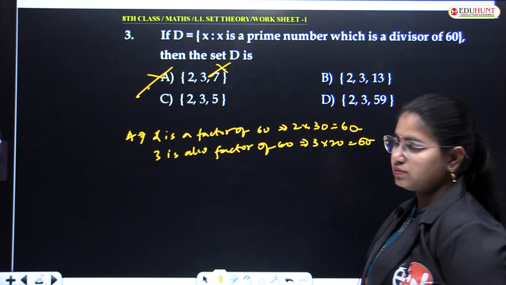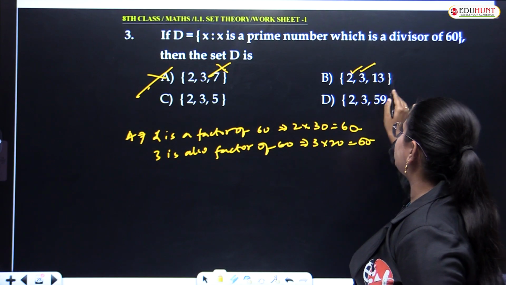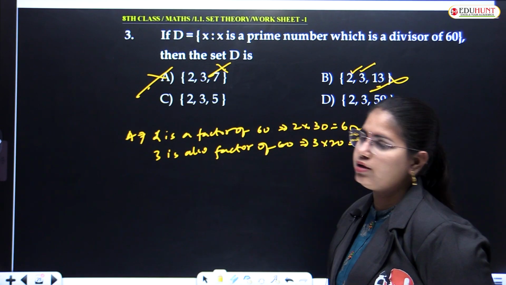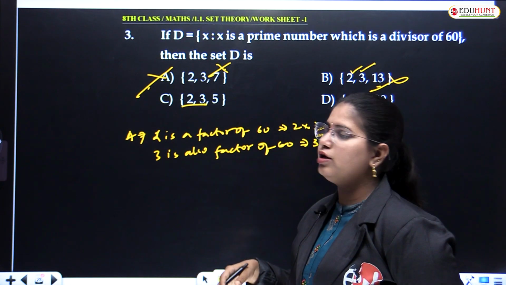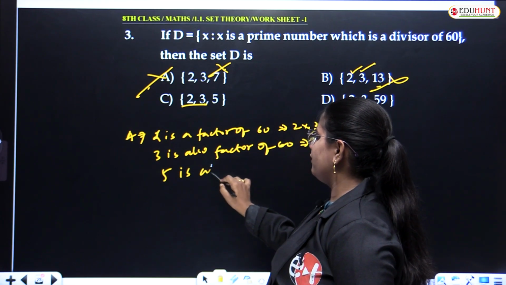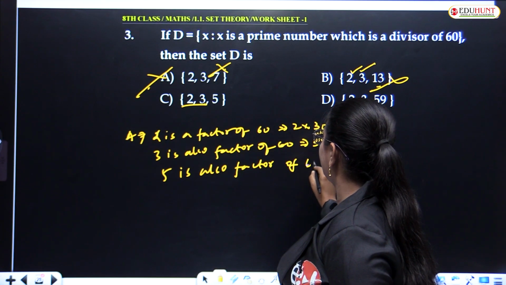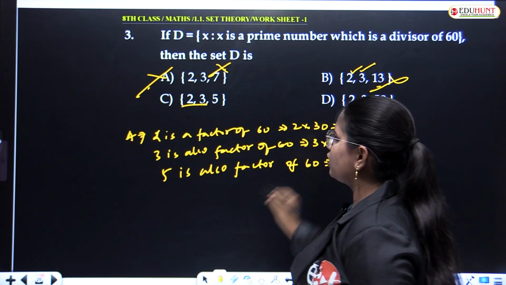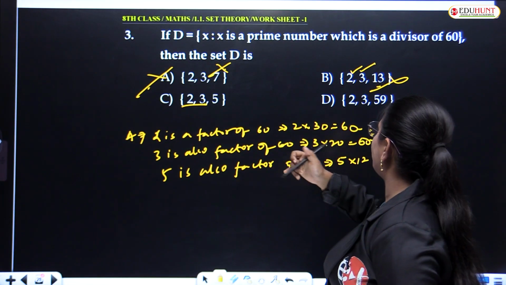Next one. What is my next one? 2, 3 and 13. I have checked 2 and 3, but 13 is not a factor of 60. In the 13 table, 60 doesn't go, right? Next, let us check with option C. 2 and 3 are already verified, so we are left with 5. Yes, 5 is also a factor of 60. 5 times 12 is equal to 60, correct? Option C is verified.